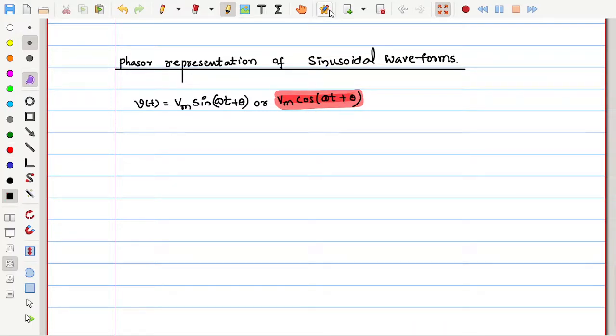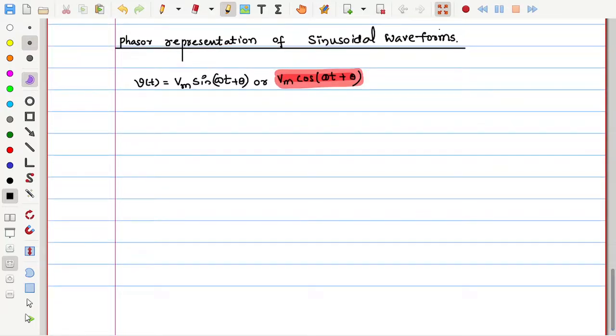And for this waveform, we would like to represent it in a new form, which is the phasor representation. First, let me introduce what the phasor is. Here, try to observe, in sinusoidal waveforms we have majorly magnitude, which we call amplitude, and phase shift, which is theta. Here amplitude is Vm, phase shift is theta.